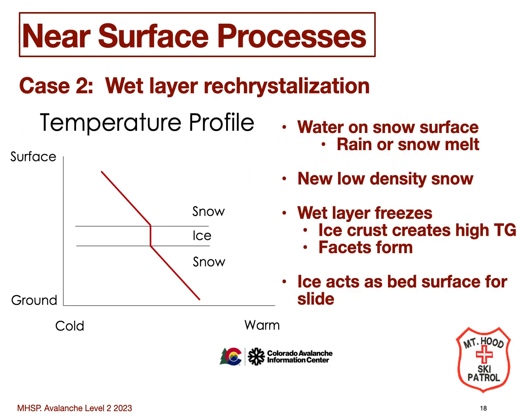The second case we'll discuss is wet layer recrystallization, shown in this slide. This case occurs when there is a layer of wet snow with high water content on the surface of the snow. This typically occurs due to surface layer melting or rain events. This wet layer freezes as temperature drops and forms an ice layer. New low-density snow is then deposited over the ice layer. The ice layer does two things. It can act as a bed surface for layers above the ice to slide on, and it acts as a vapor barrier and creates a high temperature gradient layer that results in faceted crystals forming on layers around the ice layer.